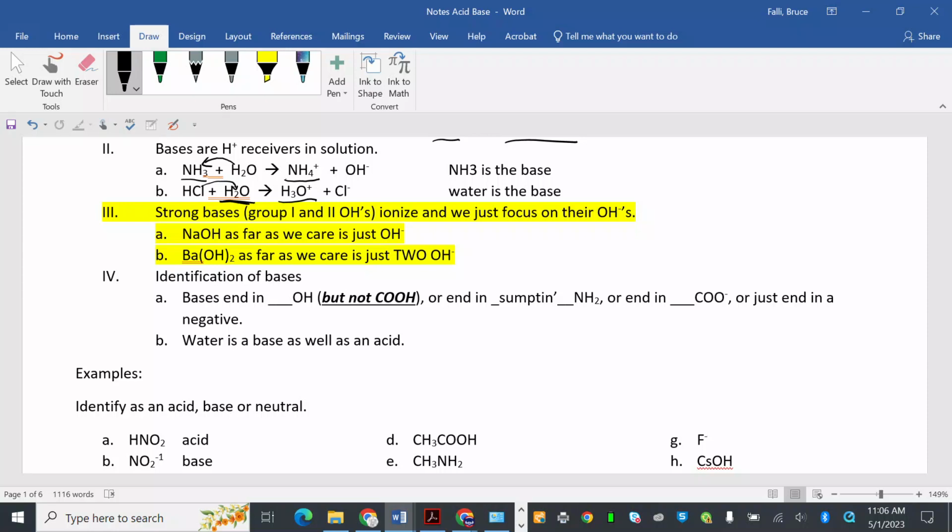Remember that from a couple weeks ago? Well, maybe more than a couple. But spectator ions means we can just ignore them. It's like they don't happen at all.